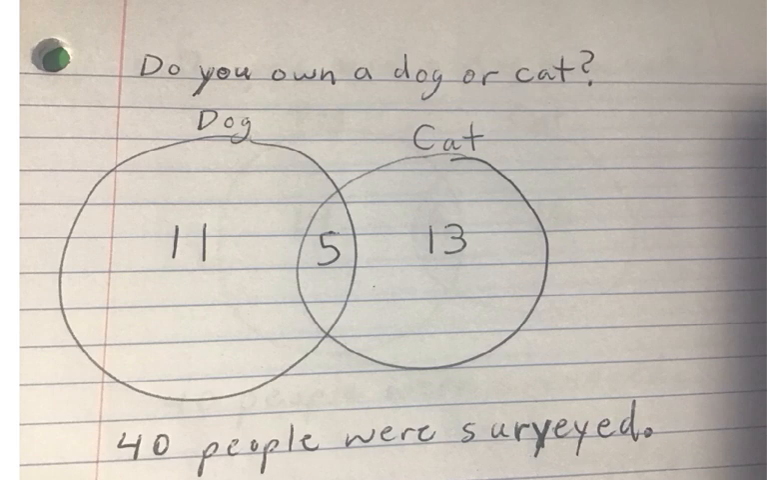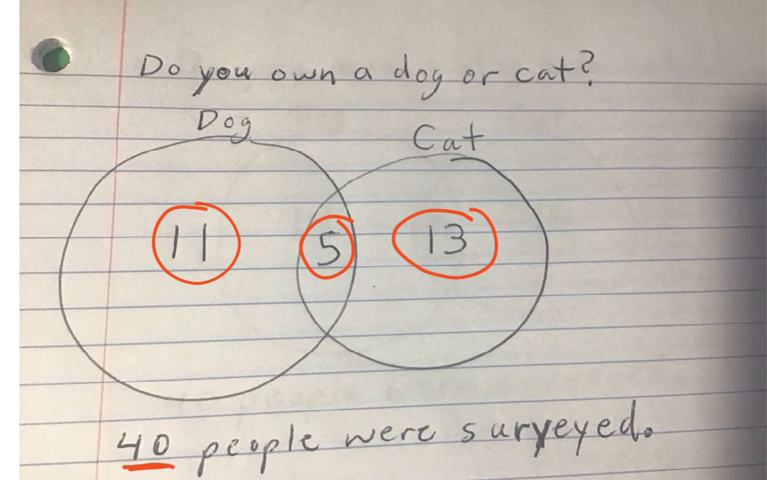So let's say, in this case, we asked, do you own a dog or cat? Now notice, we have 5 that own both a dog and cat, 11 that own dogs only, and 13 own a cat only. The key thing, though, is there's 40 people that were surveyed. Well, if we do the math, 11, 5, and 13, that only adds up to 29 people. That means there's some people missing. 11 to be exact, right? Because I'm just going to subtract it from 40 total people.